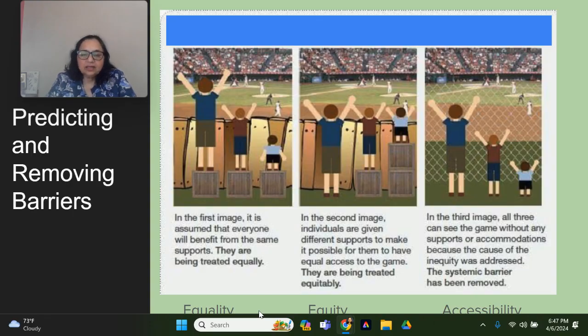In the second image, different supports are provided to make it possible for them to have equal access to the game. So they are treated equitably. It's equity. In the third image, all three can see the game without any supports or accommodations because the cause of inequity was addressed and the systemic barrier was removed. That is known as accessibility. So in the next couple of slides, we will talk about UDL. The UDL framework provides accessibility and removes systemic barriers so everybody can benefit.